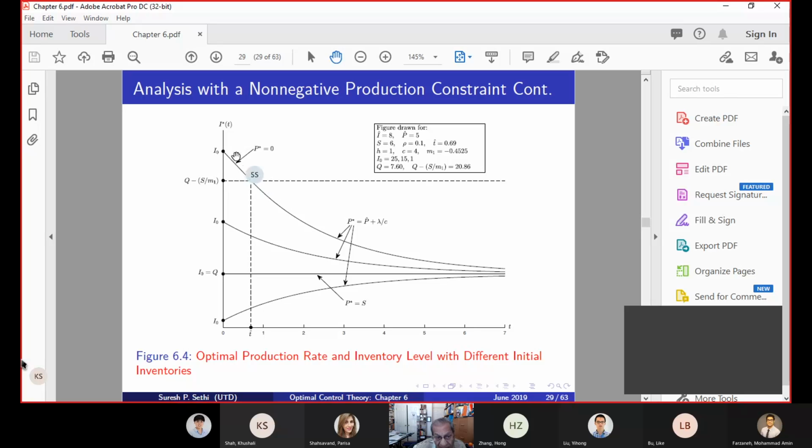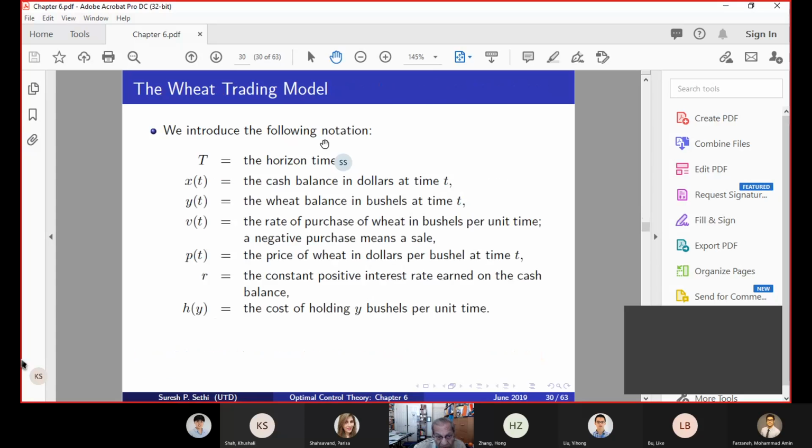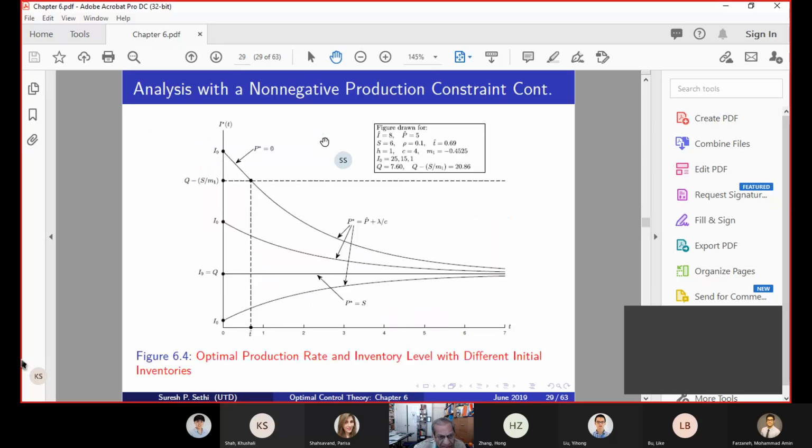So this function is continuously lambda t. This is of course p star. P star is differentiable, but lambda t will be also the same.